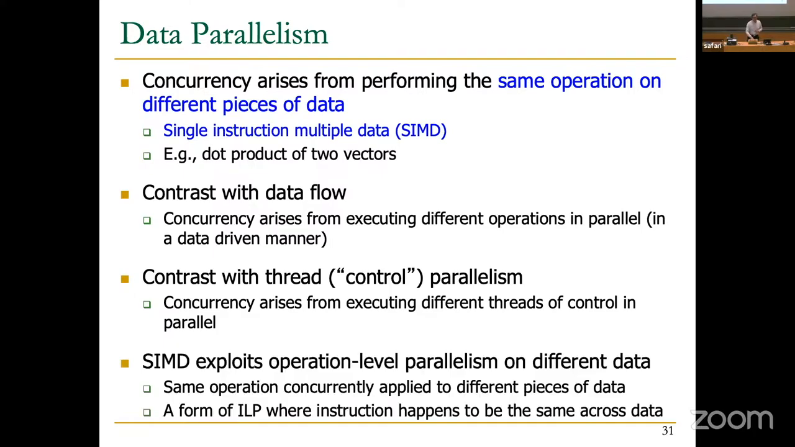Okay, basically SIMD exploits operation level parallelism on different data. The same operation is concurrently applied to different pieces of data. This is really still a form of instruction level parallelism, because you can think of these operations as instructions, except an instruction is combined, collapsed, such that it applies to many, many different pieces of data. Basically, the instruction happens to be the same, meaning that you don't need to decode the same instruction many, many times.